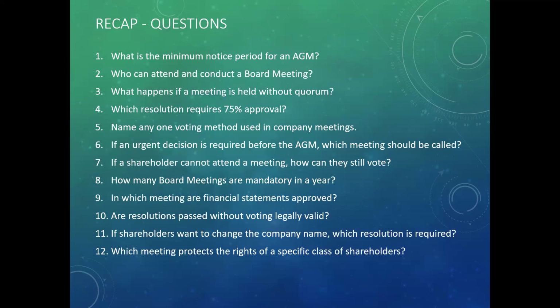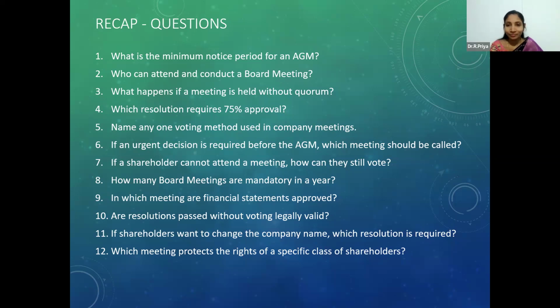Ma'am, before that, can I get one clarification? Yeah, please. As we discussed, the notice of a meeting is 21 clear days, right, for the AGM and EGM. Is it calendar days or 21 working days? No, not like that. It is calendar based. Okay, thank you. Then any other clarification, ma'am?